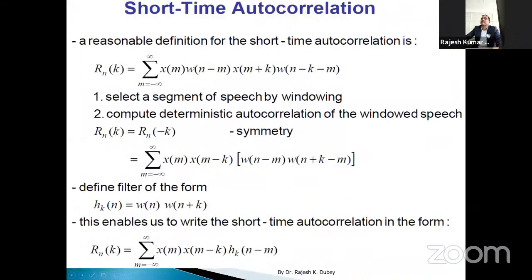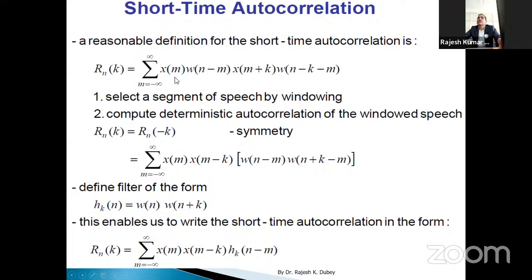In a similar pattern, we can calculate autocorrelation, but not autocorrelation for the entire signal. It is autocorrelation for short time. That means we take the signal x(m), multiply by a window, and then the same thing is shifted. This will be the formula for short time autocorrelation. It is a standard formula: the signal and the shifted signal version. This gives the autocorrelation of a signal.